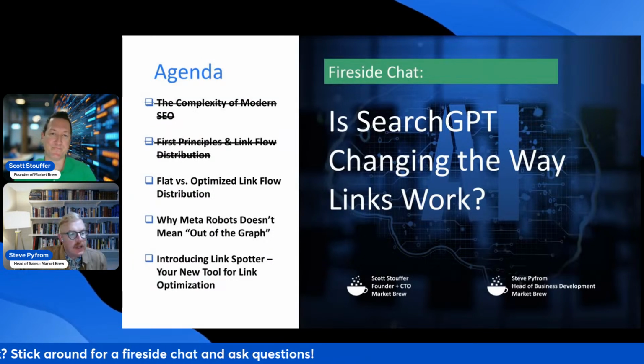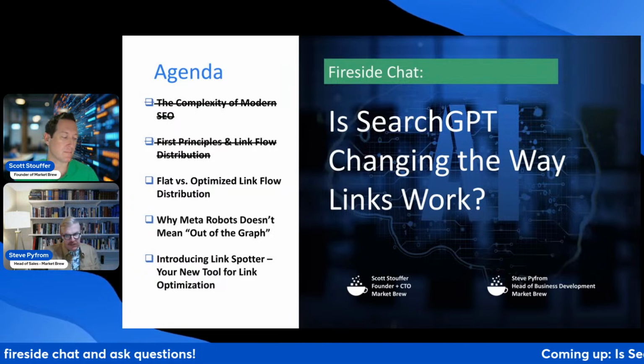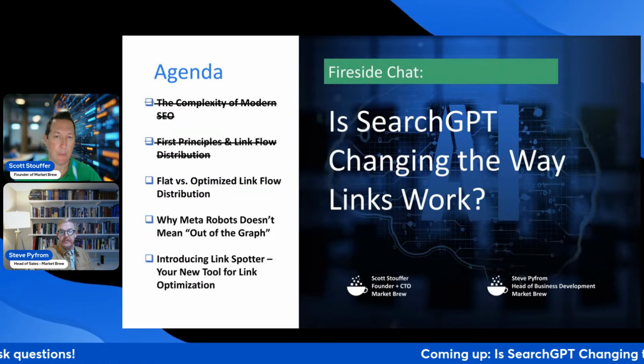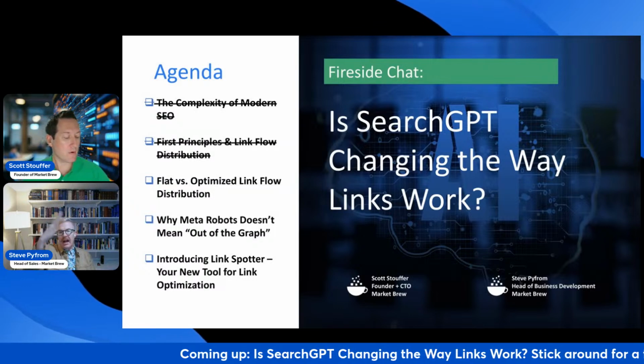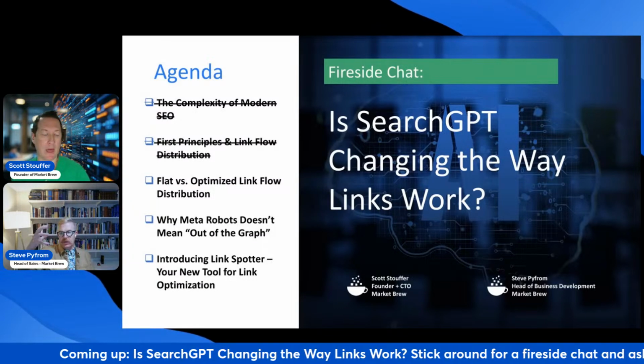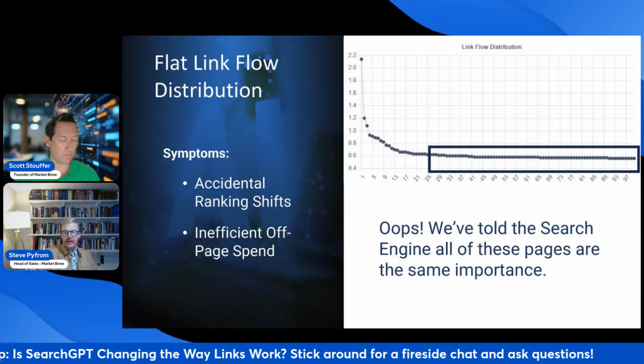Yeah, and in a lot of ways, it seems like optimizing link flow distribution is the goal here. But what's a good example of a flat link structure versus an optimized link structure, just to show our viewers what those two different models could look like?